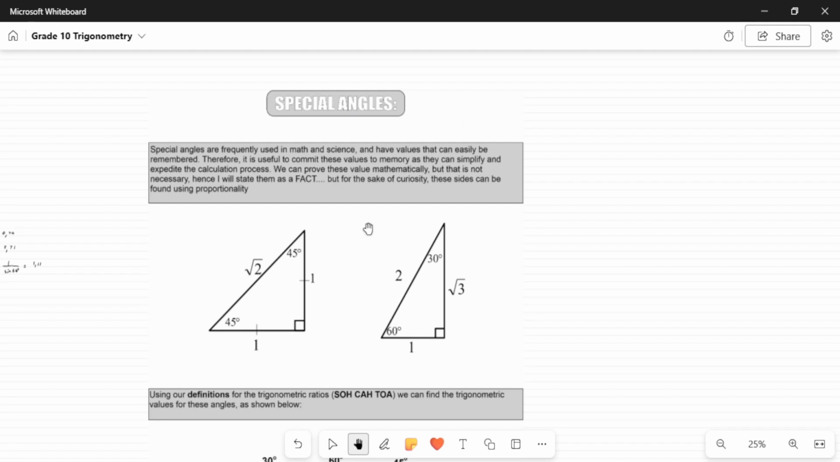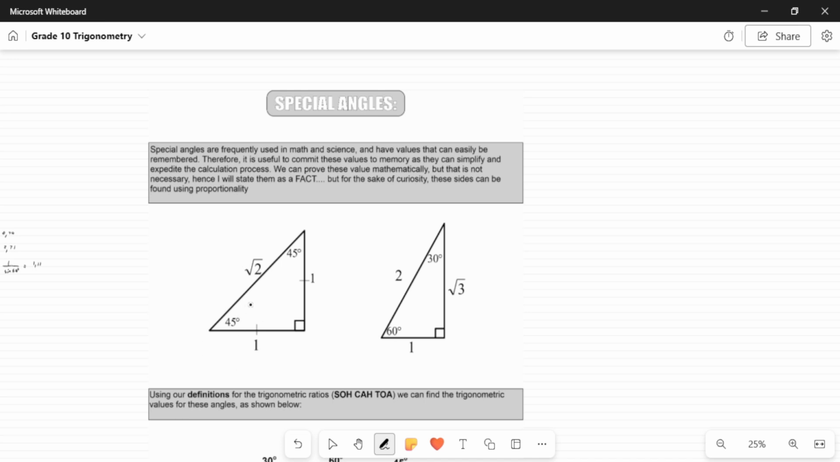Special angles. Now we will deal with the topic called special angles, and the reason these angles are special to us is because they are used frequently in maths and science, and they output numerical values that can easily be remembered. Therefore it is useful that we commit these values to memory as they simplify and expedite the calculation process. There's another reason these angles are important, because when we start dealing with a topic called radians, they become significant to us.